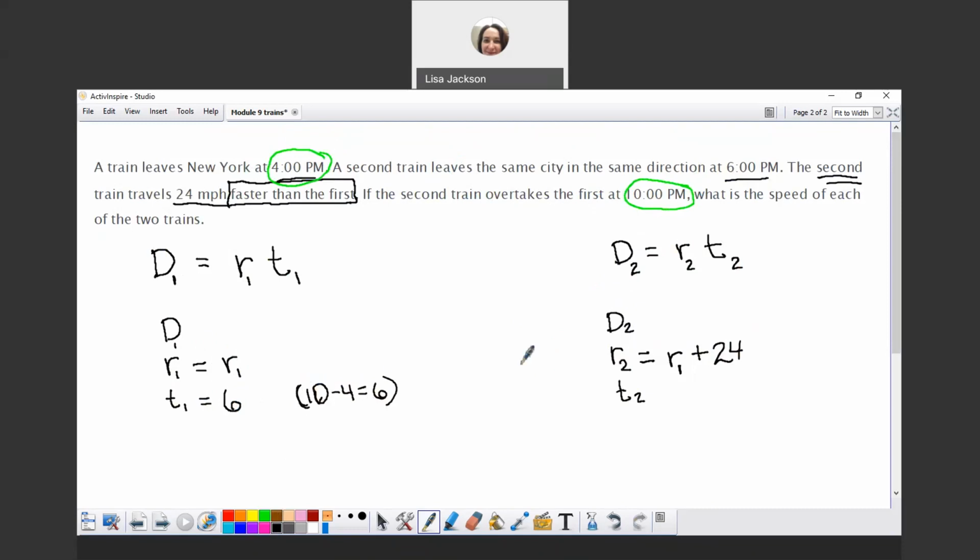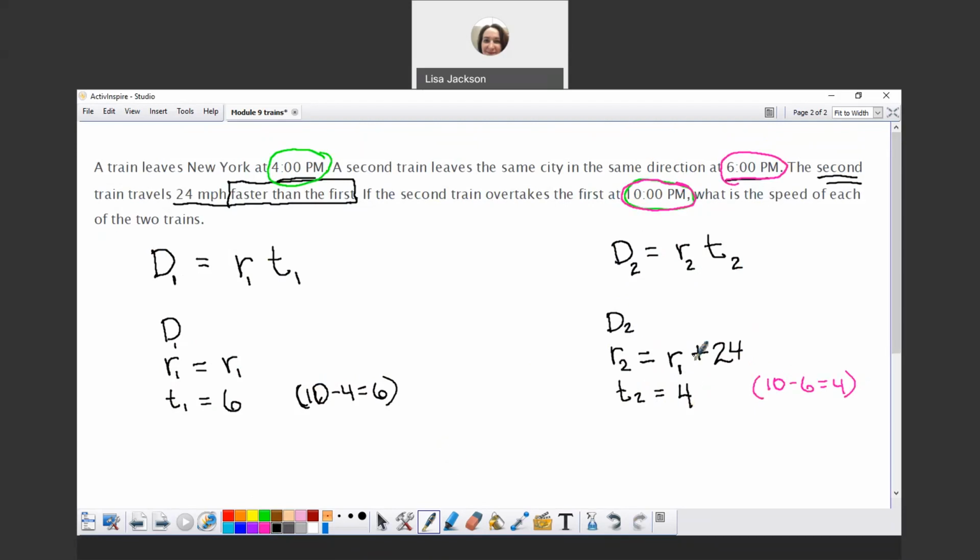The second train left at 6 o'clock, and it did the overtaking at 10 o'clock. So 10 o'clock minus 6 o'clock gives us 4. That doesn't always happen the way those numbers are just flipped from each other like that, but in this case, the time that train 2 is running is 4.